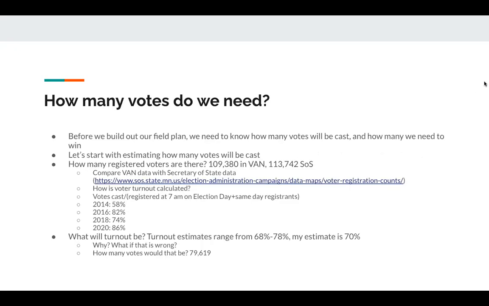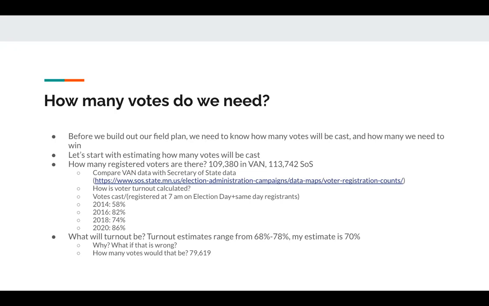The first step there is that we need to figure out how many votes we actually need to get in order to win. How do we do that? Well, first we're going to look at the number of registered voters there are currently in these two counties, as well as at voter turnout in the last number of elections. In VAN, there are 109,000 registered voters in these two counties.